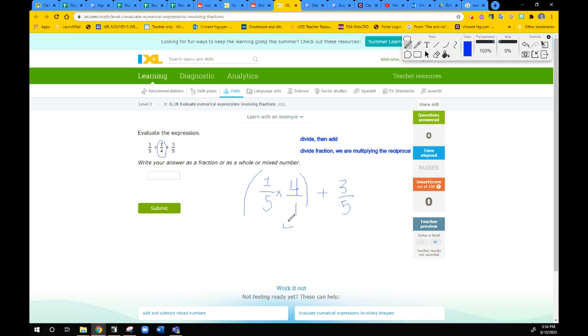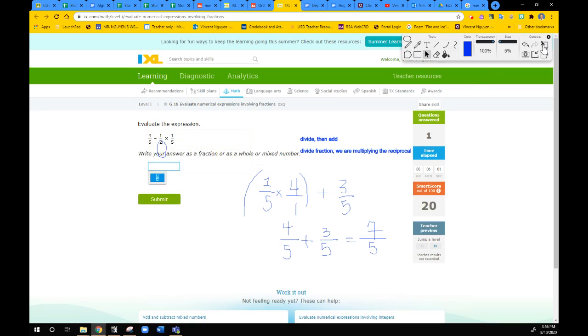So it'll be 1 times 4 is 4, and then over 5 times 1, which is 5. And then I'm going to be adding 3/5 to that, so 3/5, okay? And if you're adding fractions that have the same denominator, you just keep the same denominator, 5, right? The denominator is the same. You are going to add the numerators together. You get 7, okay? So the answer to this problem is 7/5. So I'm going to type it in as a fraction, 7/5, and we're going to submit that.